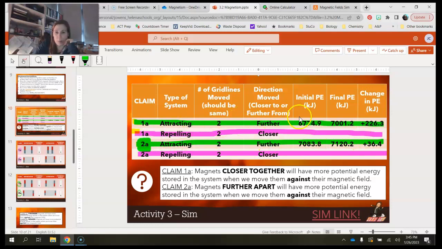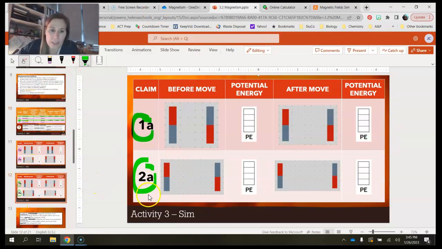Okay, closer together, when we move them against, we have a little bit less potential energy each time we increase those. So we're going to want to model that on slide 12. Okay, so let's start with our system that had more potential energy. This is where we had them 8 grid lines apart. So we want some room here because we know that when we move them 10 grid lines apart, we're going to have more energy in the system. Not by a lot, it was only an increase of 36.